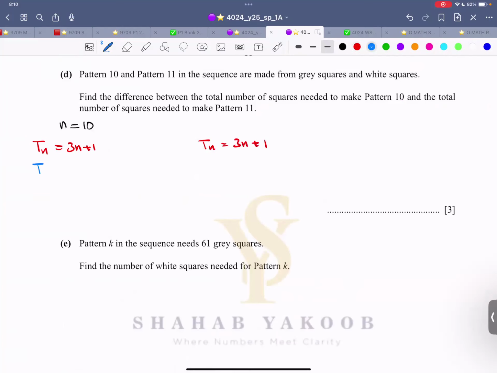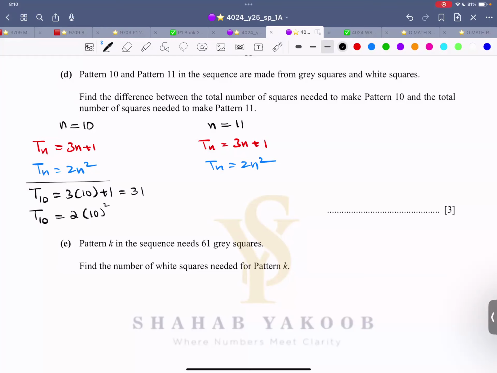Let me write Tn for the quadratic as 2n squared. All good? Let me write n as 10, n as 11, and just do it very methodically. So for n is 10, T10 is equal to 3 into 10 plus 1, which is 31. T10 for the white is equal to 2 into 10 squared, 100 into 2, that's 200. Therefore, the total is 231.